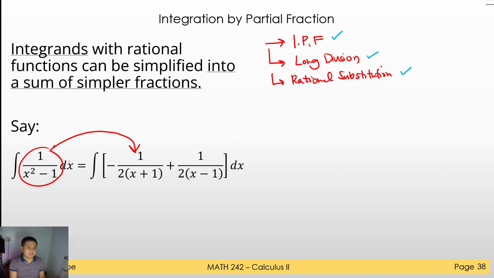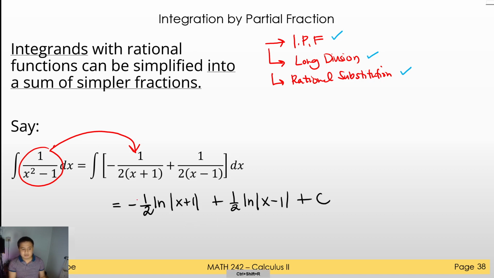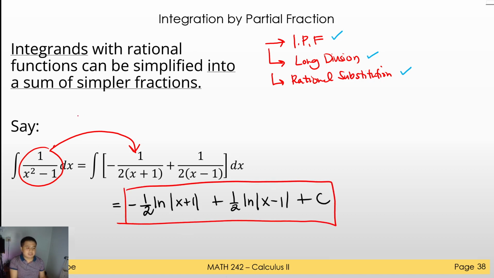You can decompose that into two simpler fractions, which is this and this. As you can see, this is actually integratable already. It might not be too obvious, but this is integratable using the natural log. So this is negative 1/2 ln of x plus 1, and this is 1/2 ln of x minus 1. If you simplify this, we have ln of x plus 1, and then plus 1/2 ln of x minus 1. The process will be explained in the next slides.